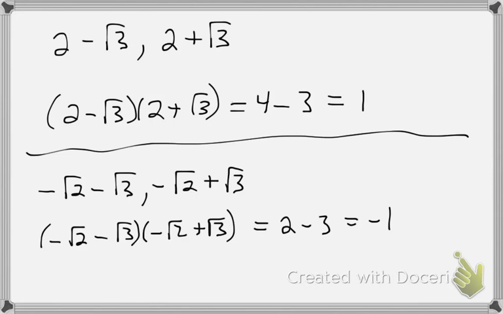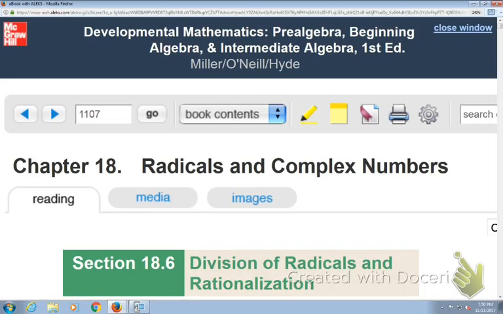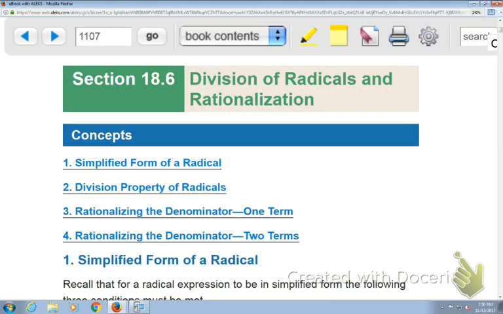All right. So let us move to our next section, 18.6. We've added, we've subtracted, we've now spent quite some time multiplying. What's the last operator? Division. So we're going to do division of radicals and rationalization.